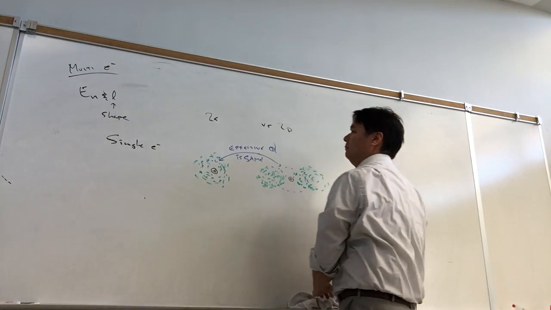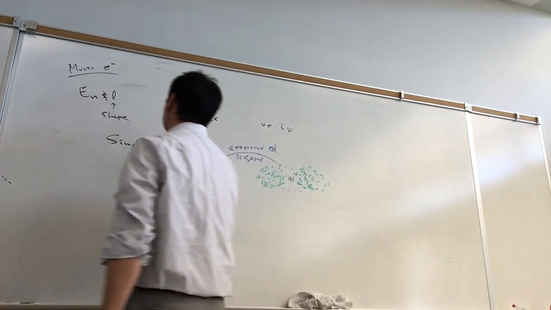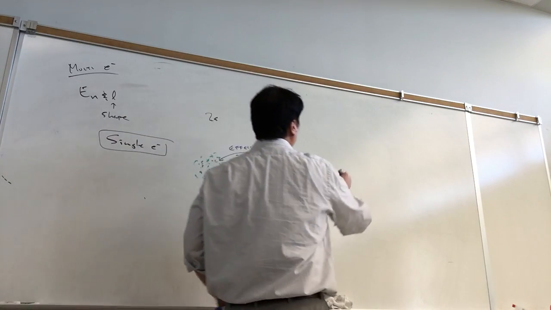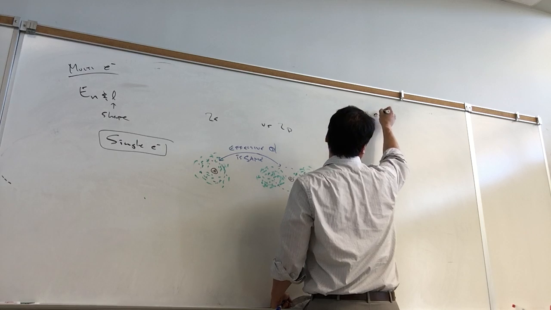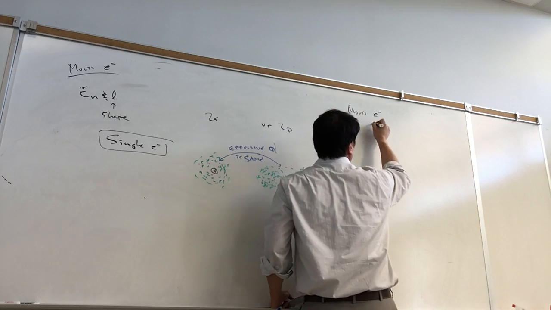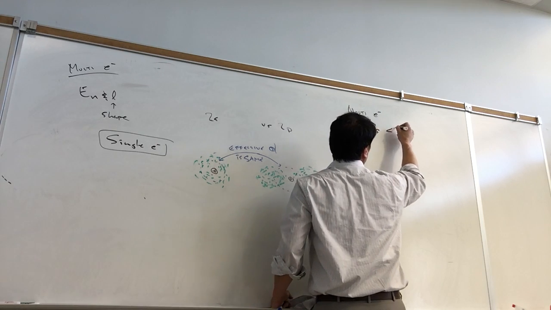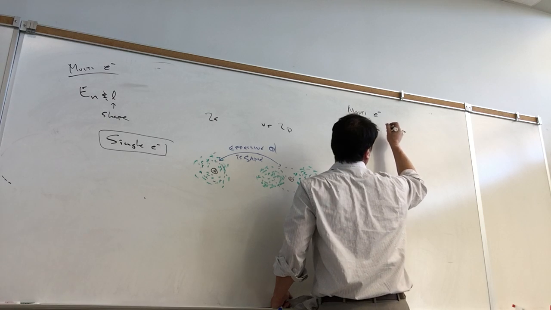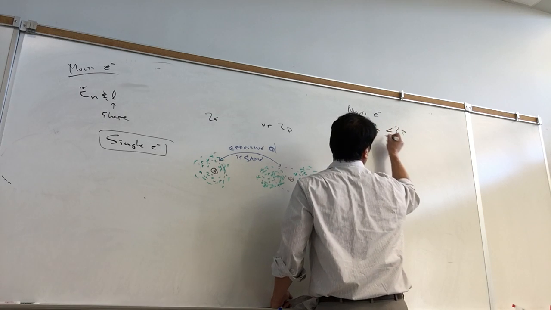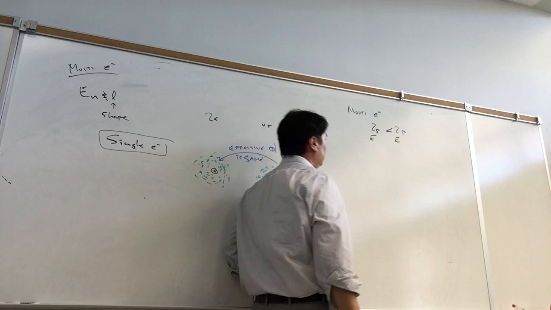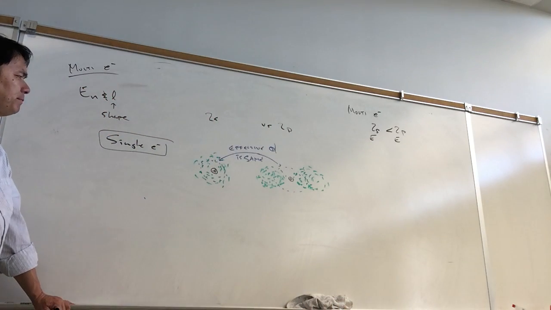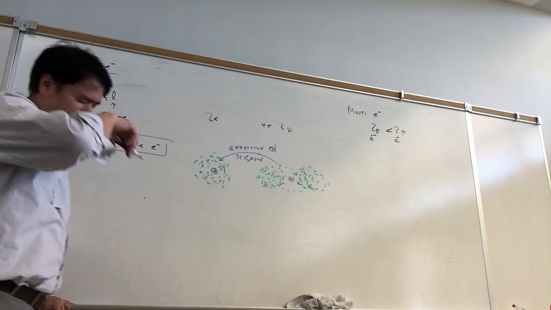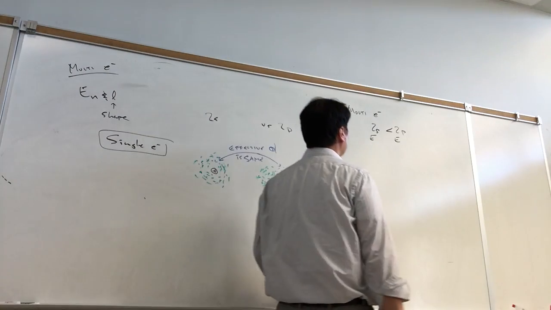When we have multi-electron, then they're no longer the same in energy. For multi-electron, the 2s turns out to be lower in energy than the 2p. And that has to do with something called shielding and penetration.